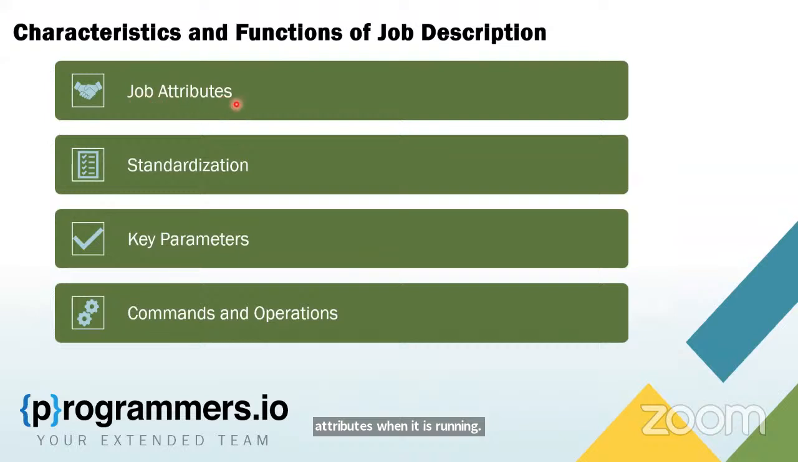So as I said, there are many attributes, right? Job number is one attribute. A job has a name, who is submitting it, and what is the priority of the job. These kinds of things are the job attributes.